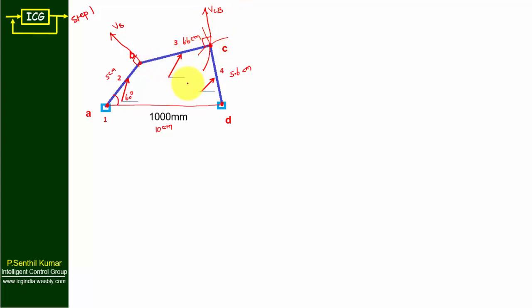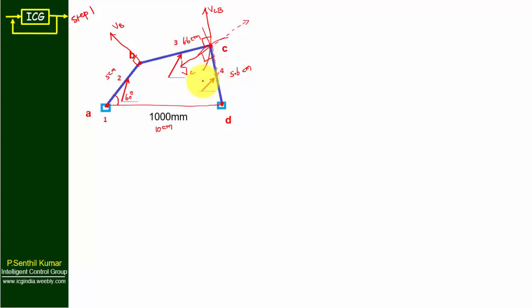Then the last one, velocity component of C with respect to D. I'm going to draw in this direction, velocity of C with respect to D. D is fixed, so I can make it as VC perpendicular to CD. You can use any direction. If you want, you can use upward direction also, you will get the same result. Downward direction also, you will get the same result. So this is the configuration diagram of the given problem.